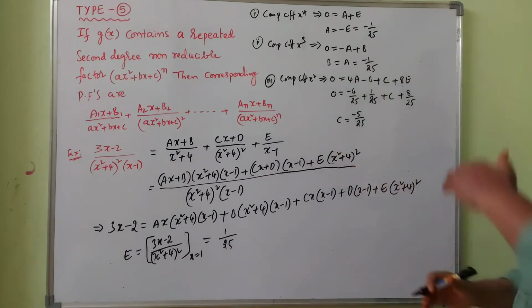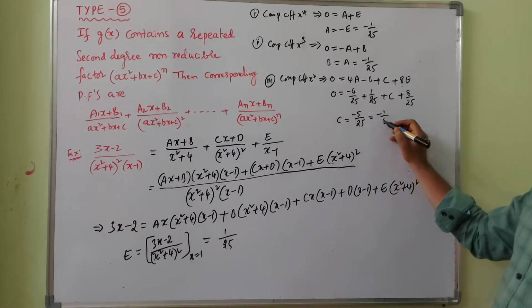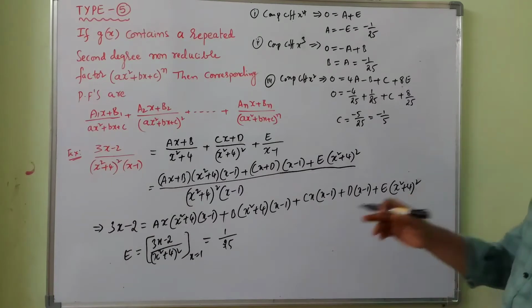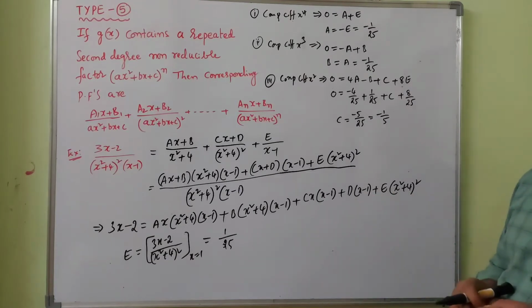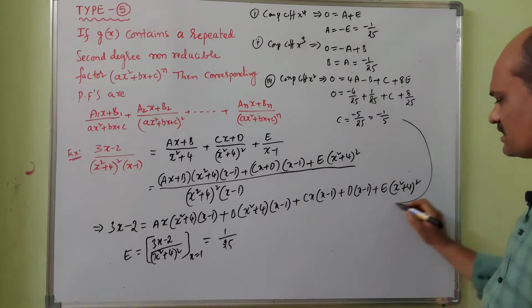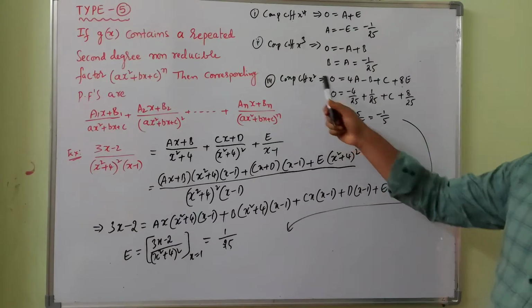Write all the terms on left handed side. C is equal to minus 5 by 25, that is minus 1 by 5. So, I got A, B, C and E. The last one we have to find is D. How to find D? For D, coefficient of x square is over.